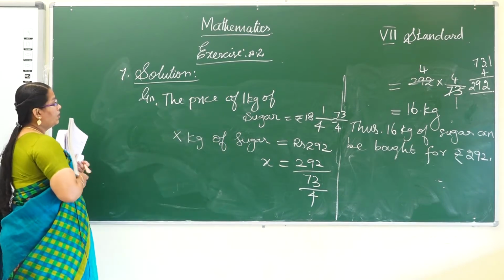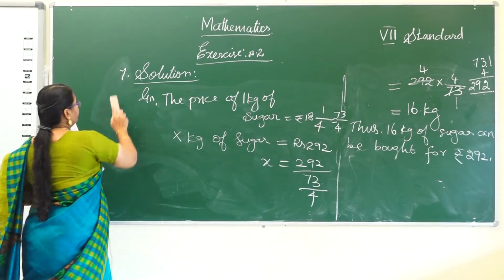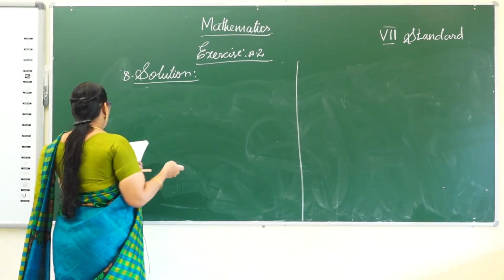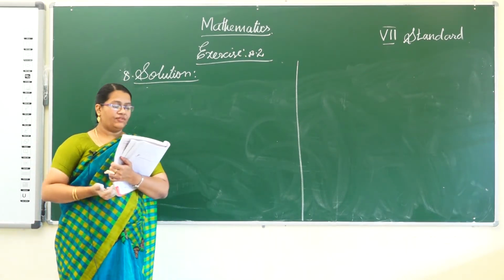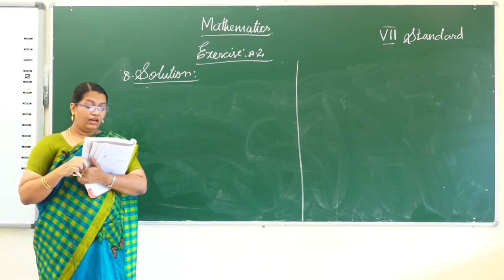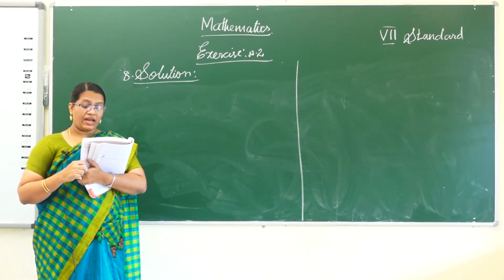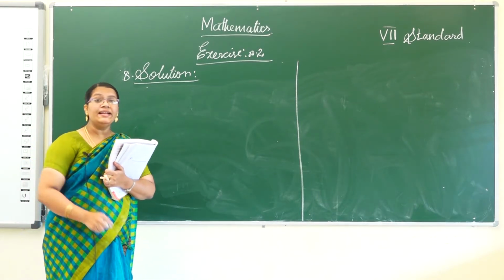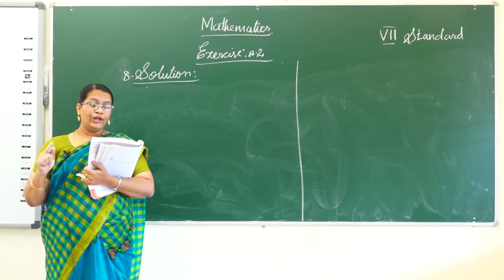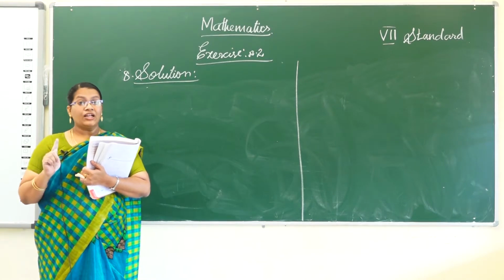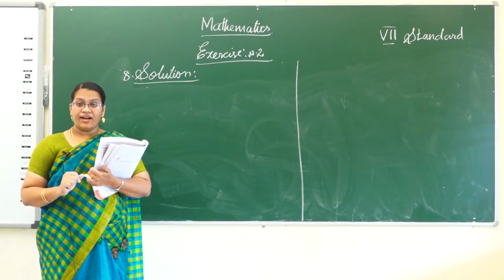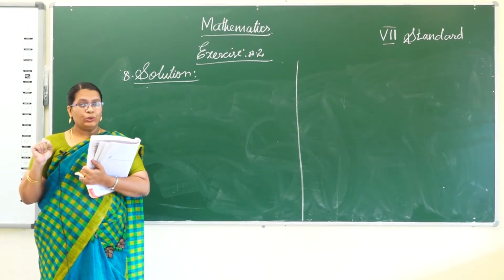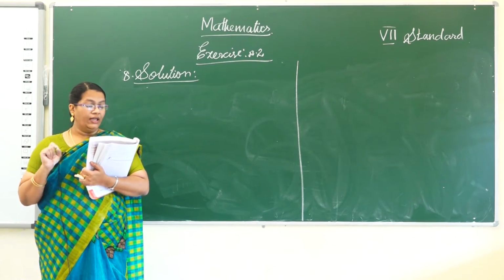Now see the 8th problem. The area of the rectangle is 65 1 by 4 meter square. If the breadth is 5 7 by 16 meter, find its length. You already know the area of the rectangle formula. What is the formula? Area of the rectangle is L into B square unit.